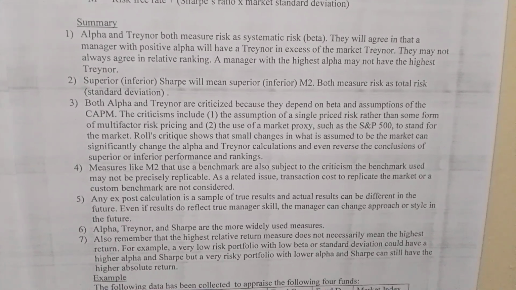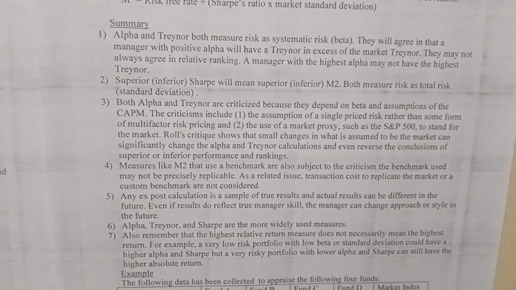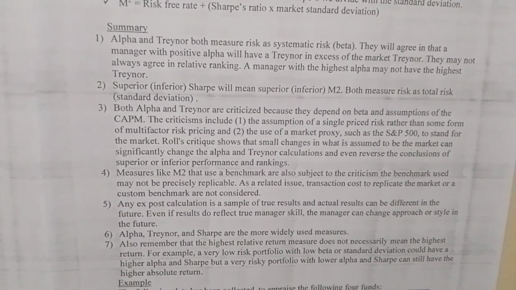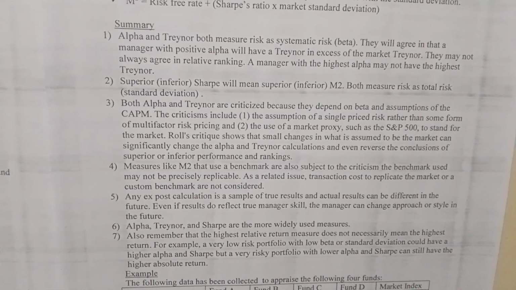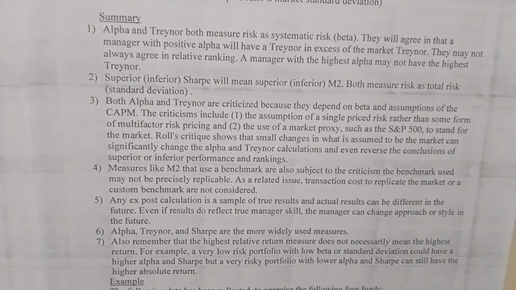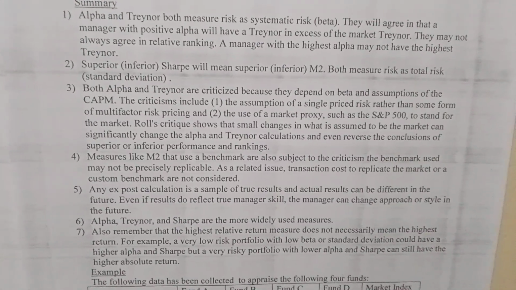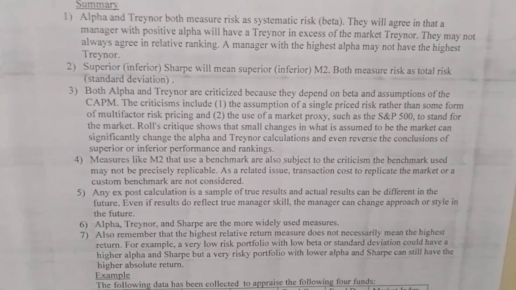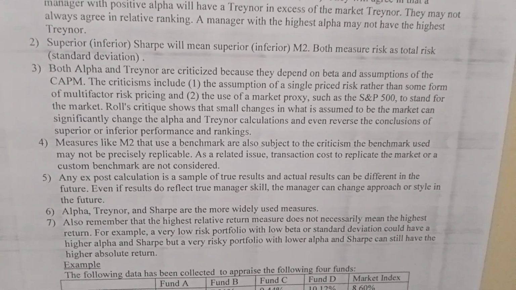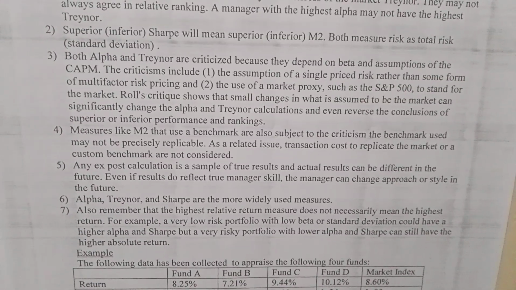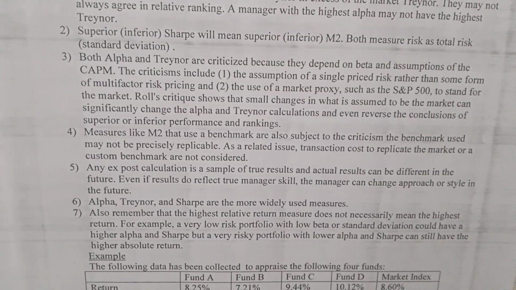They will agree in that a manager with positive alpha will have a Treynor in excess of the market Treynor. They may not always agree in relative ranking. A manager with the highest alpha may not have the highest Treynor. Point number 2, superior or inferior Sharpe will mean superior or inferior Modigliani and Modigliani. Both measure risk as total risk or standard deviation. Both alpha and Treynor are criticized because they depend on beta and assumptions of the CAPM.